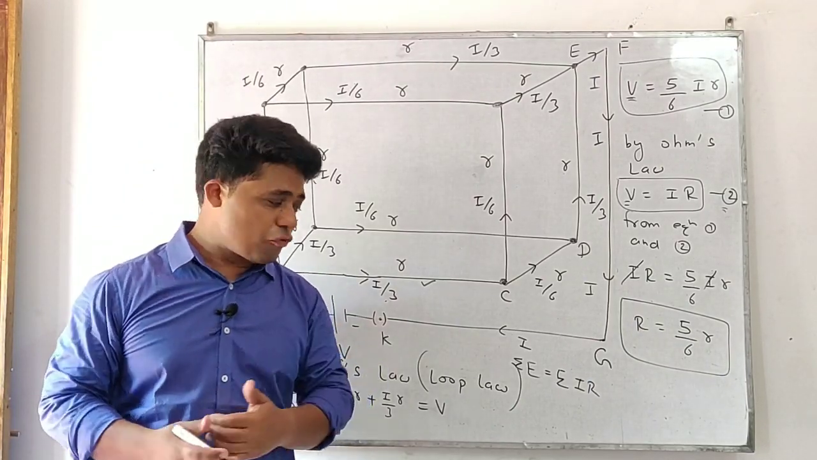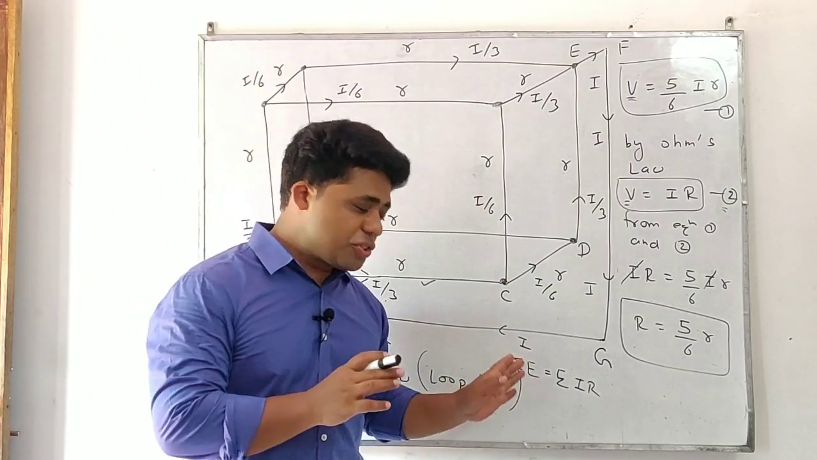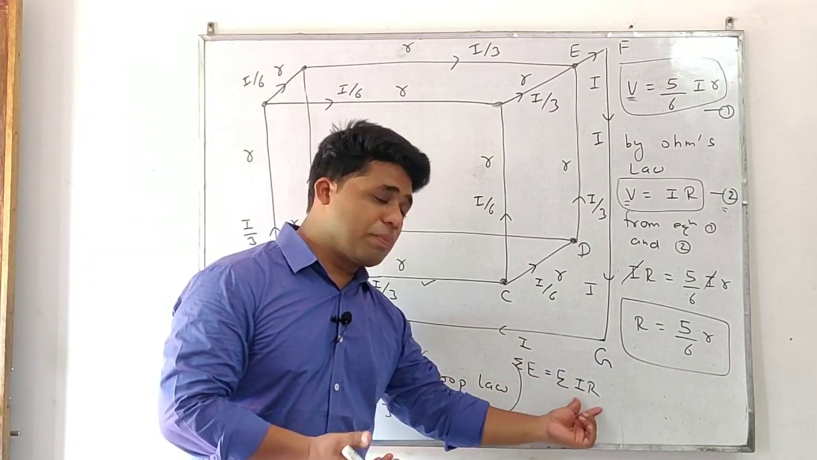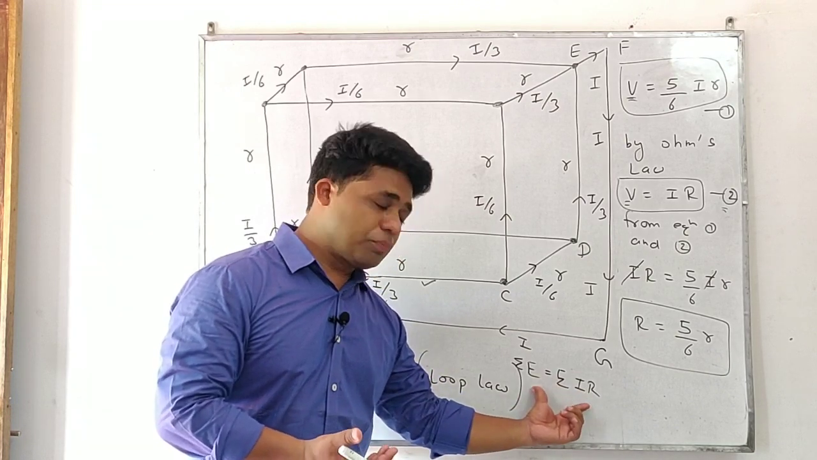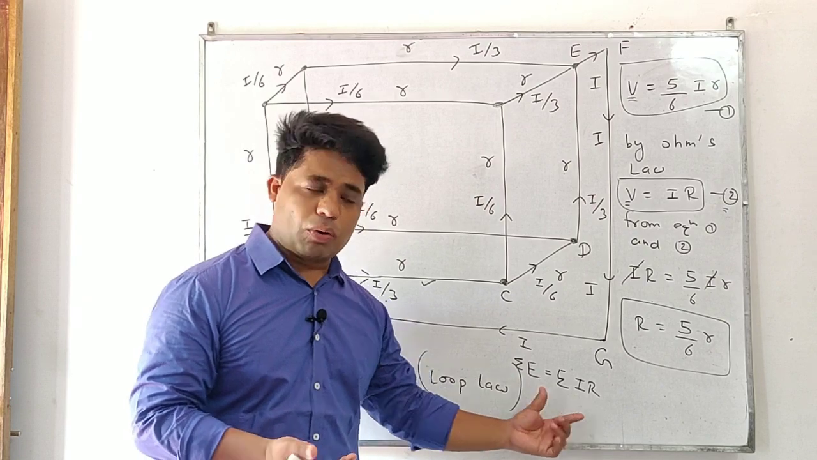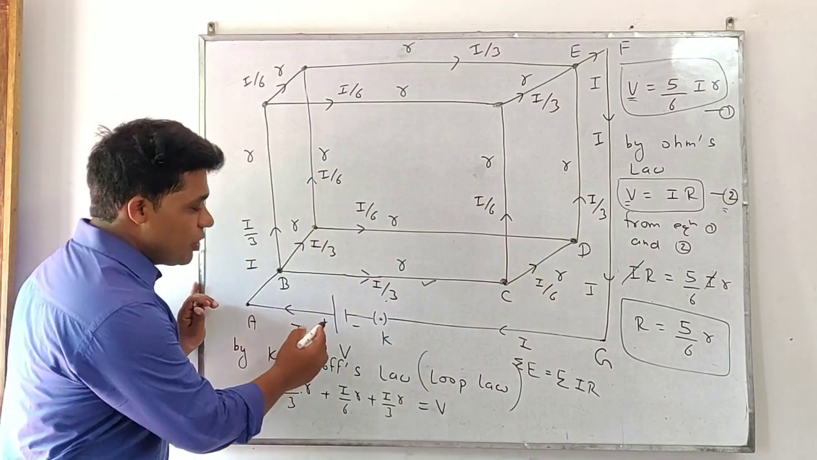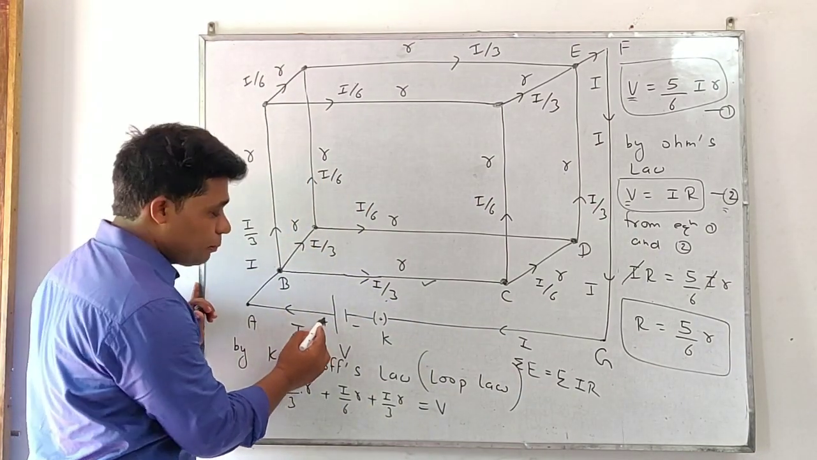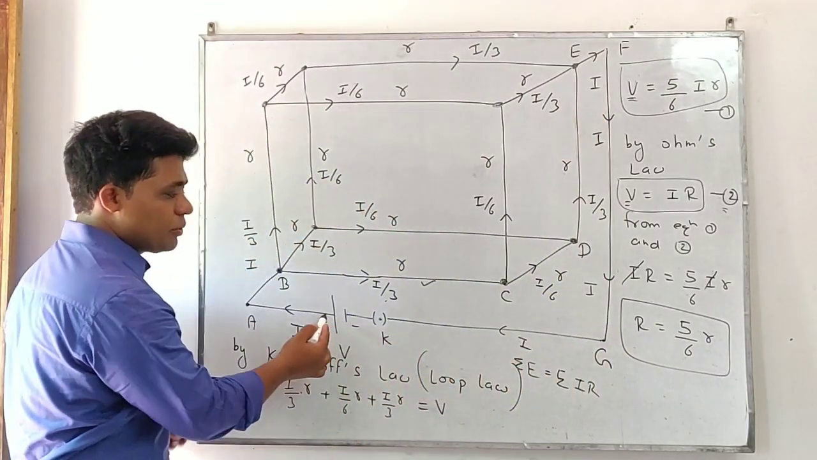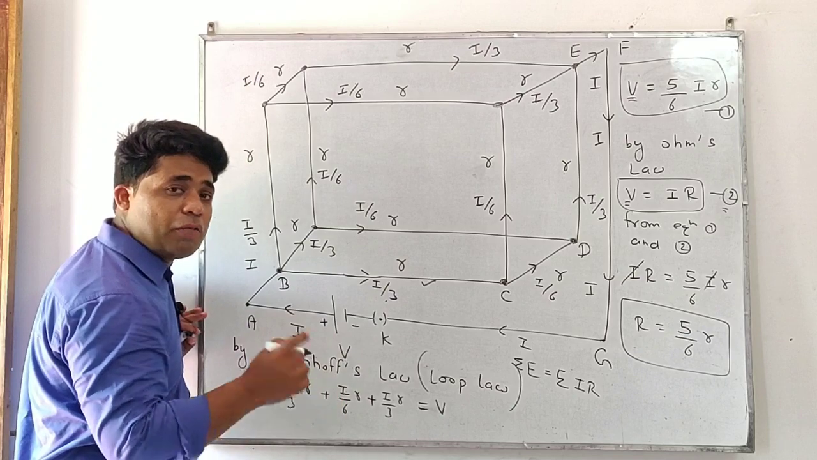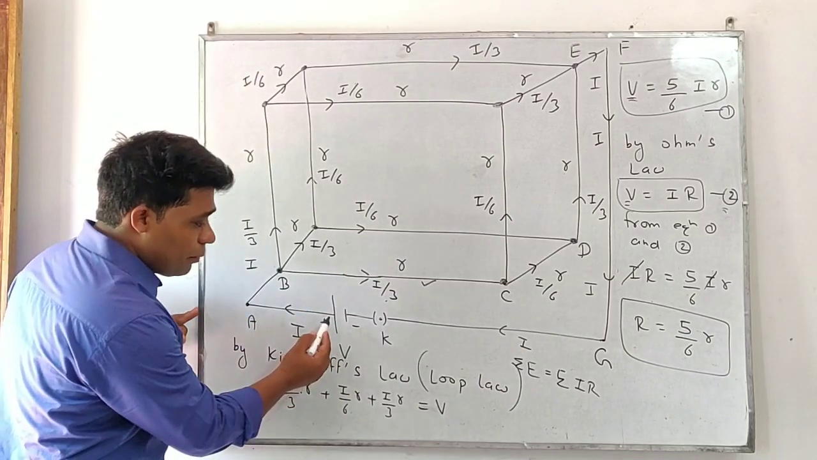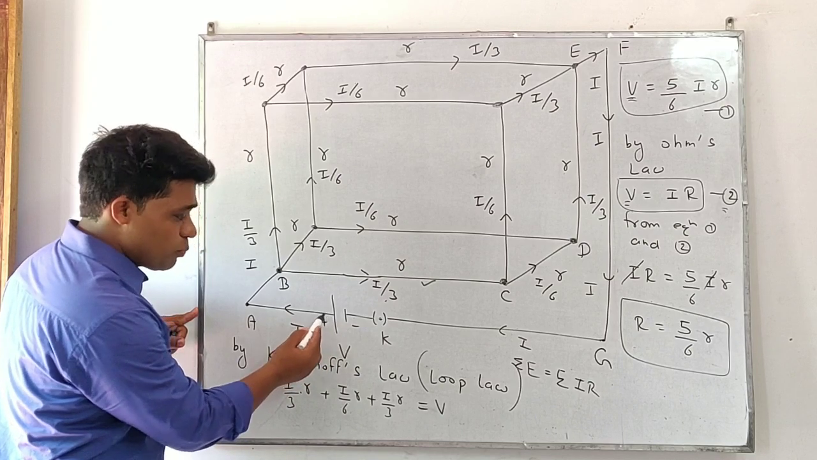And how can we apply Kirchhoff's second law? This is a rough portion of the second law: sigma E equals sigma IR. On account of this, we will find the equation. Look students, we will start from the positive terminal and come to the negative terminal, and in this path, we will multiply current with its resistance. We will start from this point, the positive terminal.